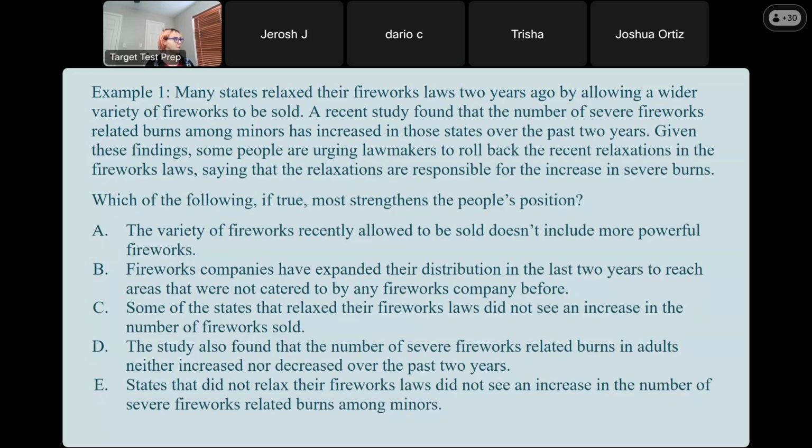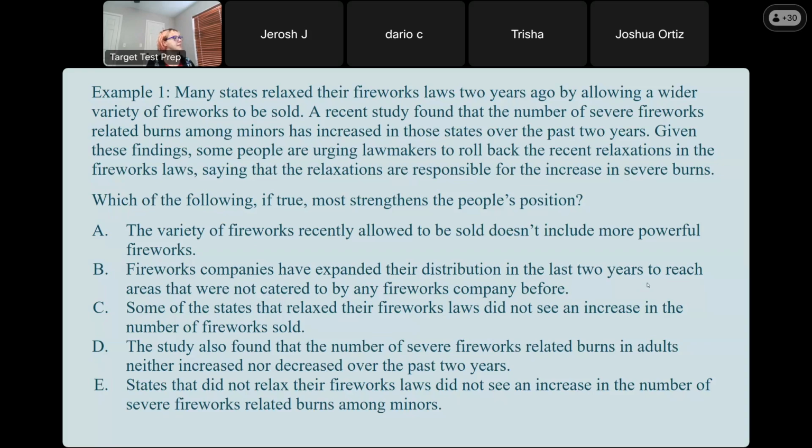So that one removes a strengthener. If it did allow more powerful fireworks, then that could be strengthening the law, but it does not include more powerful fireworks. So that one's not terribly helpful.